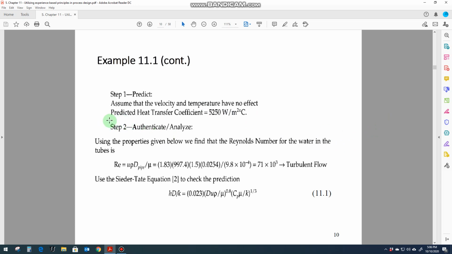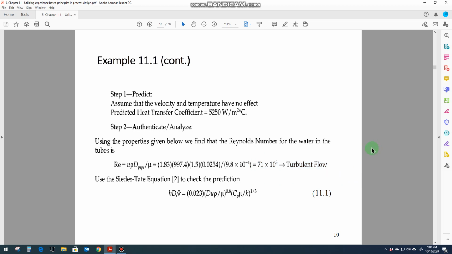Now how can we analyze this problem? We have made these two assumptions, and then we will authenticate or analyze the problem. Using the properties given below, we will find the Reynolds number for the water in the tube. So we will use the Reynolds number equation that we use in fluid mechanics to estimate the type of flow. You have the values for the viscosity, density, diameter of the pipe, and the velocity, so you can put all of these values in this equation, and the value that you get here is for turbulent flow.